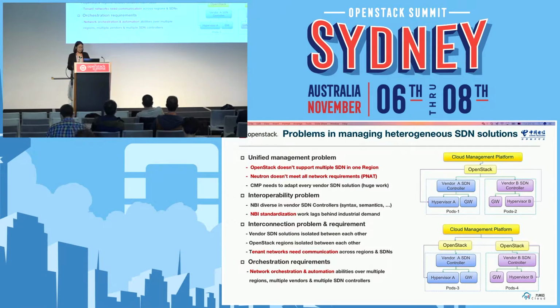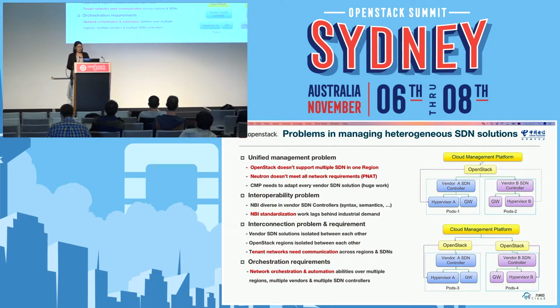So the most significant problem we are facing now is the unified management problem. As we know, OpenStack doesn't support multiple SDN in one region, and the network model defined by Neutron cannot meet all private clouds' needs too. So our cloud management platform has to do a lot of development work on adapting our networks to the vendor SDN solutions, which is a very huge work. And interoperability is another problem too.